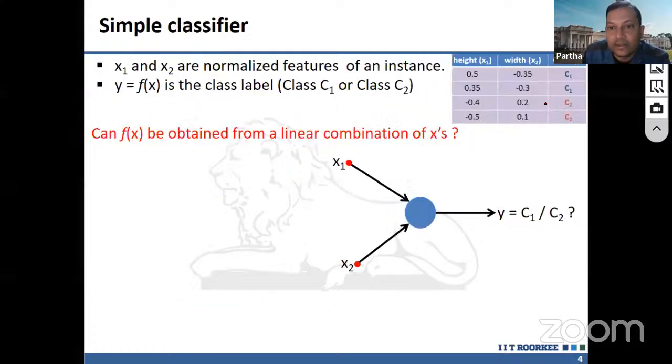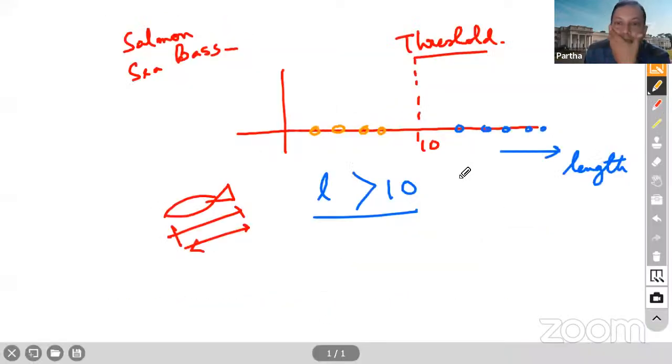Then there is another example I have also shown you, the fish example. In these real-time examples, the fish lengths are, for example, 5, 7, 8, 9. Then I make a threshold: if the total length is greater than 10 or less than 10, only then can I decide that it is sea bass or salmon. So we have a threshold, and we are not saying that this threshold will always be 0.